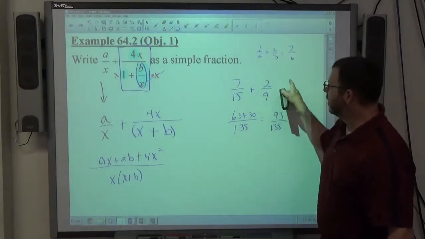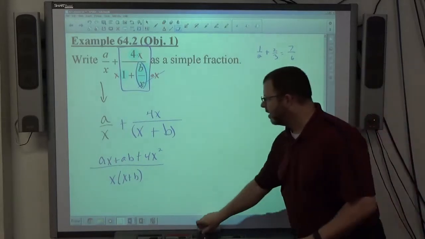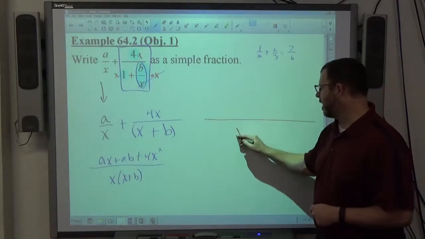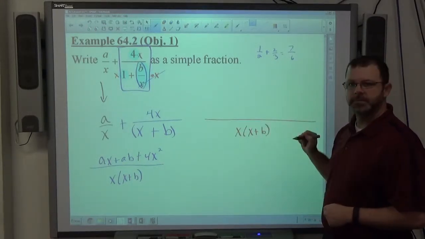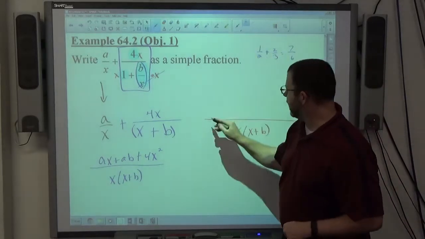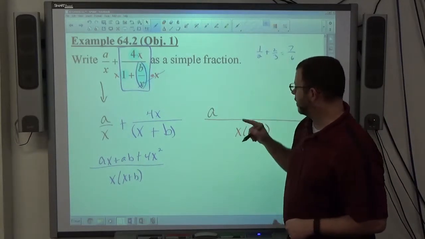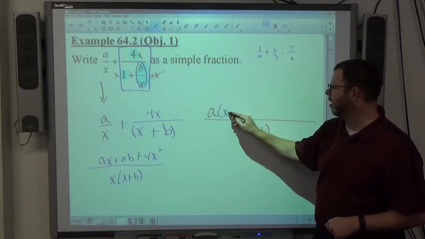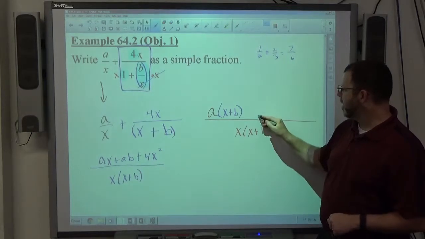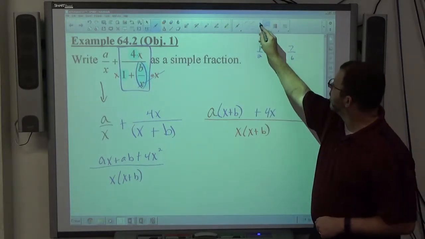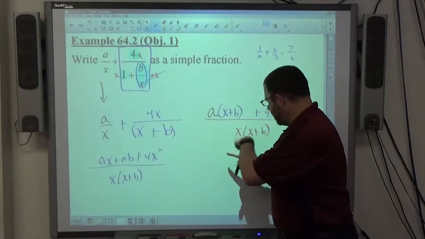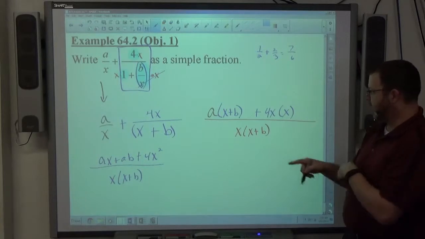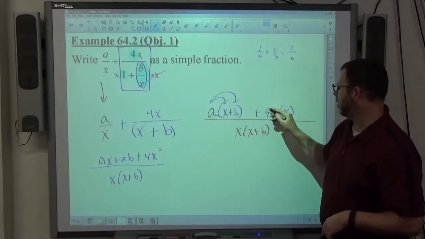If, on the other hand, you prefer to actually see the stuff happening on your paper, what we typically did on these was we did x parentheses x plus b right here, right? And then we had a, and we had to figure out what was missing, right? So this has x times x plus b is new, so x plus b needs to be added to that. And then we have a 4x, and then we have x times x plus b. This already has x plus b, x is missing, all right? And that ends up getting us ax plus ab plus 4x squared.